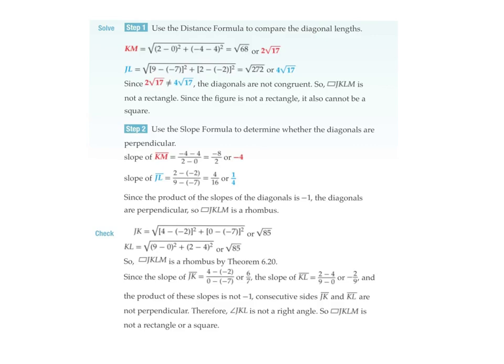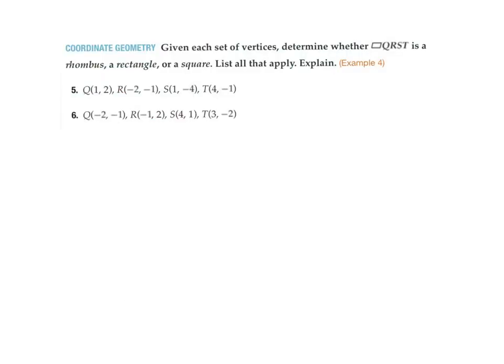And here's all the proof for how they did it in the textbook. Okay, so step 1 do the distance formula, step 2 do the slope, check it out. And as you can see, it's not a rectangle or a square, so therefore it must be a rhombus. So let's have a look at number 6. Okay, if you plot number 6, what do you get?